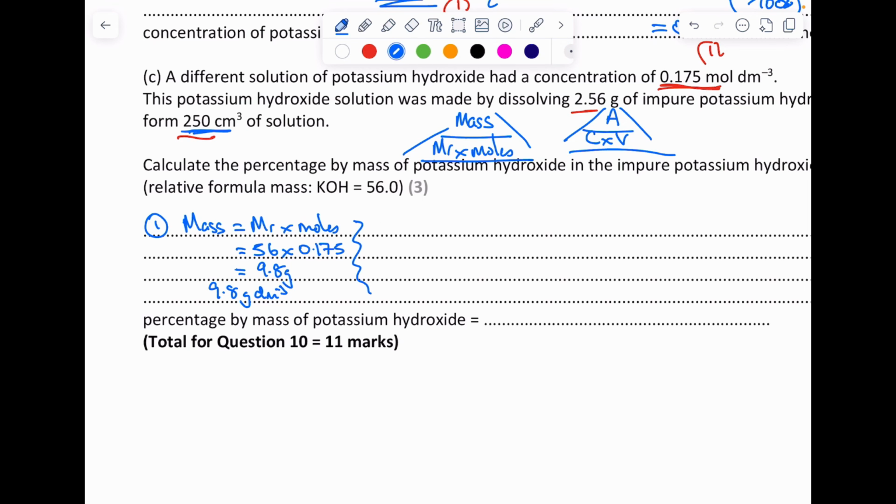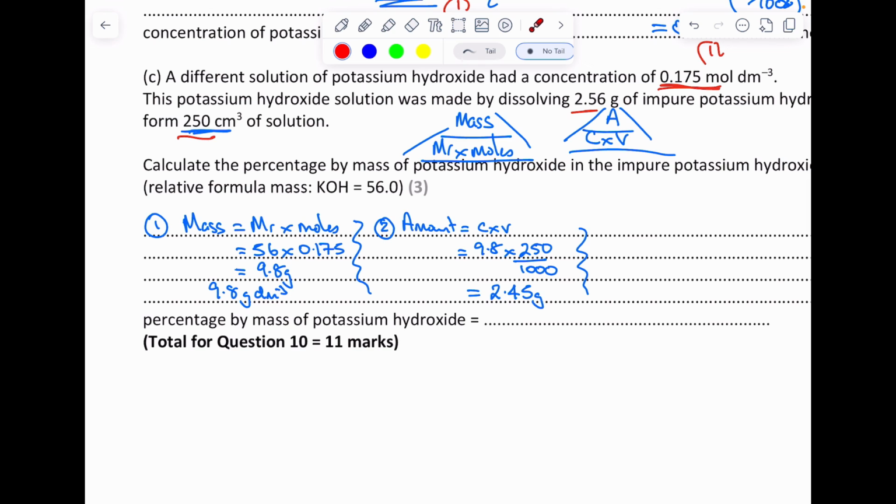So if we write down in step 2 that we're trying to find the amount, and the amount is the concentration times volume. So the concentration is now 9.8, and we're going to times it by the volume of 250 divided by 1000. So I've got 9.8 times 250, just putting that into my calculator, divided by 1000 is 2.45 grams. So this means that we've got 2.45 grams of pure potassium hydroxide in 250 centimeters cubed.